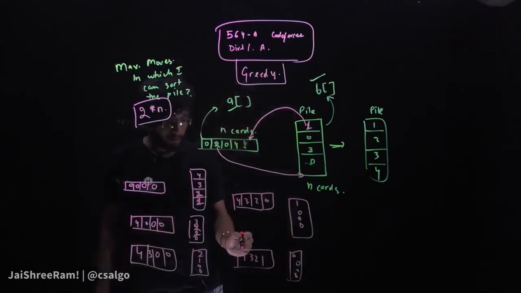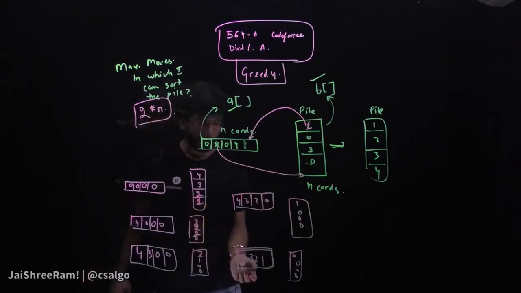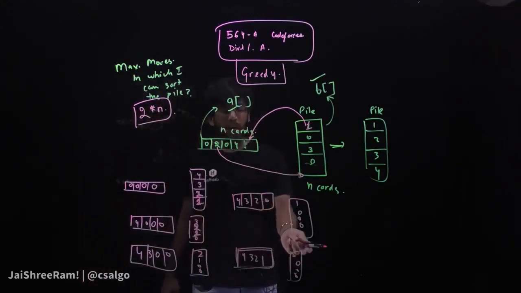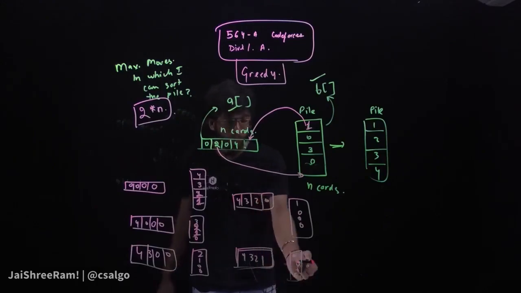Now you can see that once I have all of these non-zero elements over here, then it's very easy to pick up one element from the top of the pile into this, and then pick the smallest element from here and move it over here.